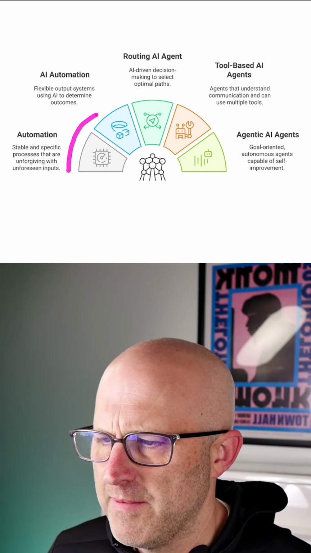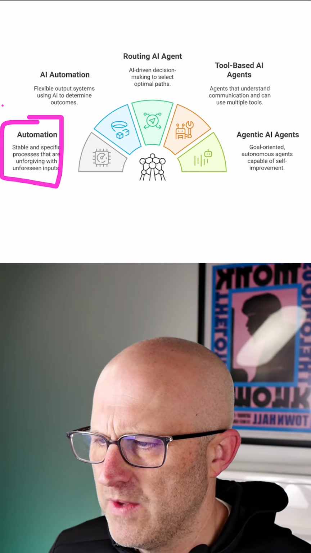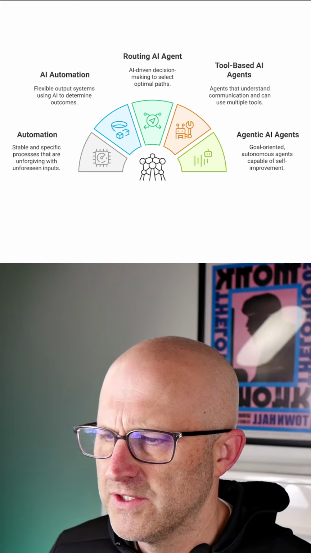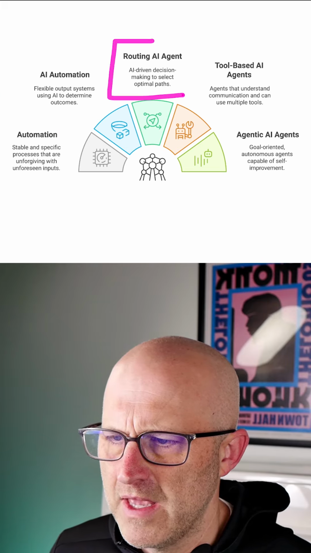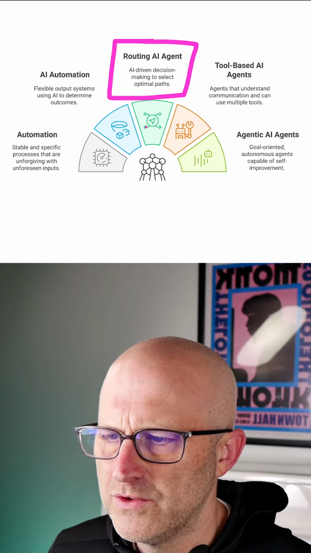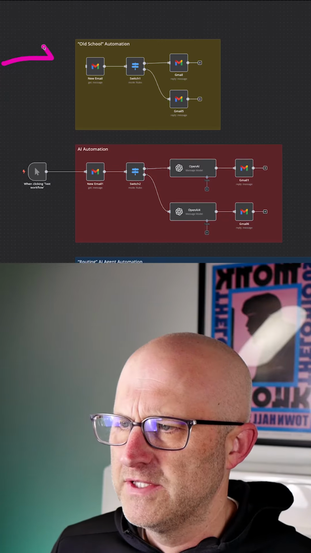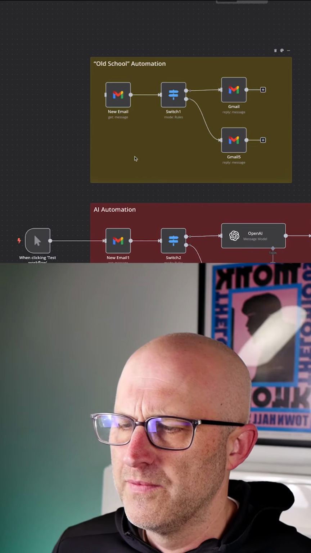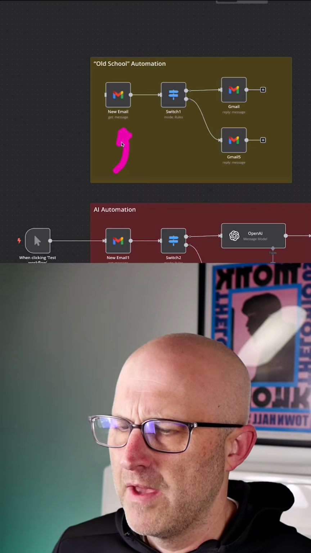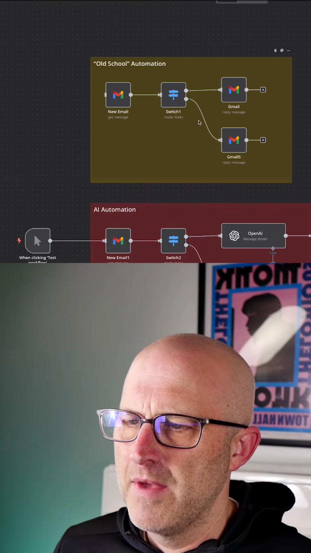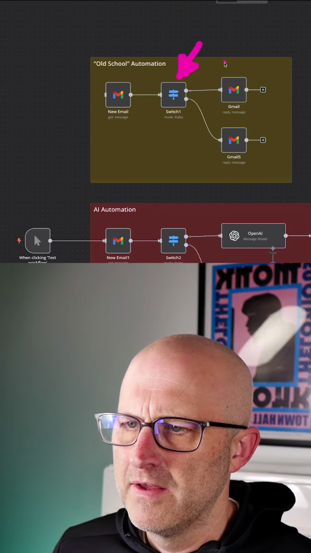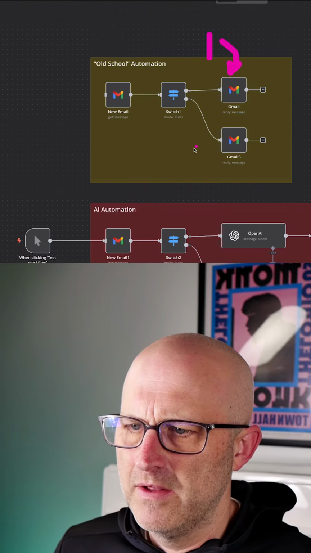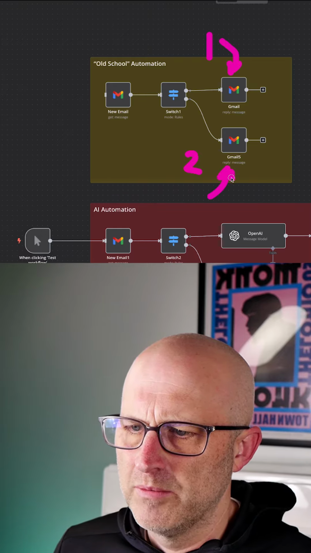So if we look at this diagram here where we have traditional automations and then we introduce AI into those automations, we start to actually have an AI agent when the agent is actually making decisions on how to run the automation. So first up, let's take a look at a standard old school automation. Here we're monitoring an email and we are looking at the contents of that email, and based off of the contents of that email, we are drafting a reply.